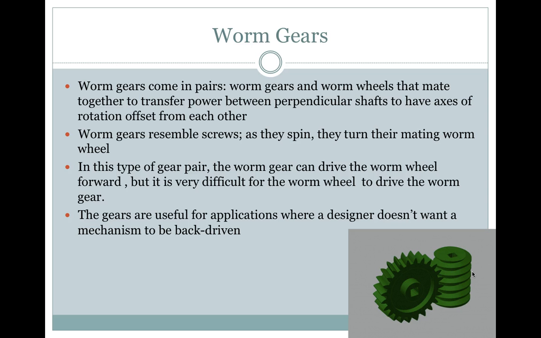Worm gears. Worm gears come in pairs, worm gears and worm wheels, that mate together to transfer power between perpendicular shafts that have axes of rotation offset from each other. Worm gears resemble screws. As they spin, they turn their mating worm wheel. In this type of gear pair, the worm gear can drive the worm wheel forward, but it is very difficult for the worm wheel to drive the worm gear. The gears are useful for applications where a designer doesn't want a mechanism to be back-driven.